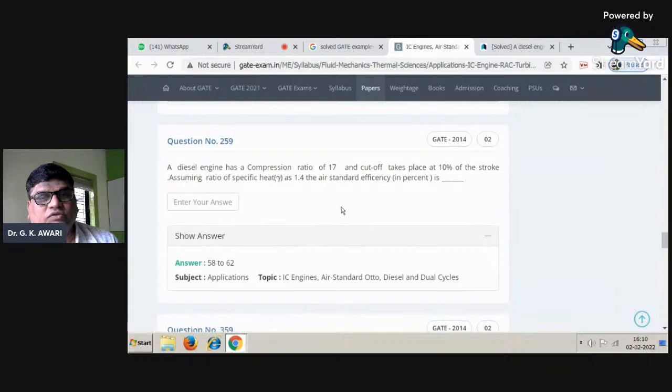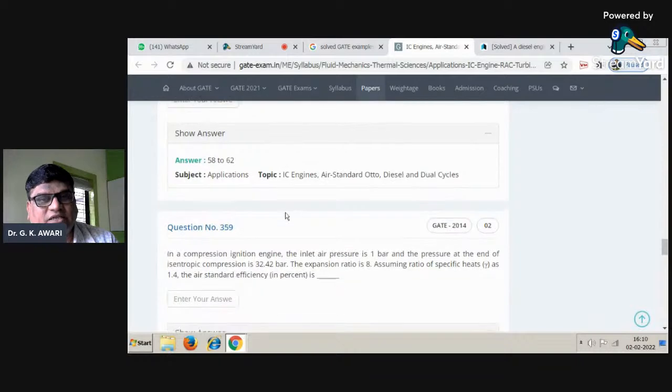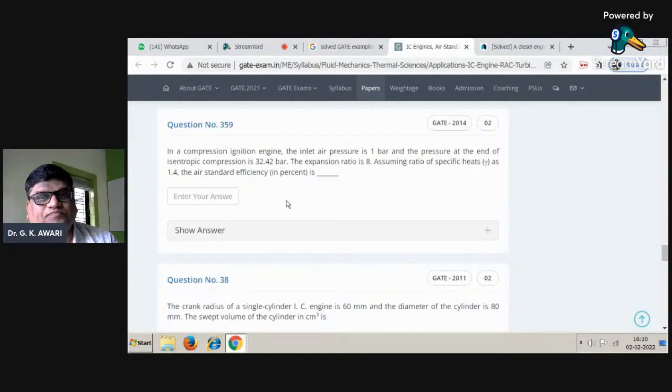So most of the numericals will be like this, which you have to understand. A diesel engine has a compression ratio of 17, and cutoff takes place at 10% of the stroke. Assuming ratio of specific heats gamma as 1.4, the air standard efficiency, which you need to calculate, comes out to be 58 to 62.